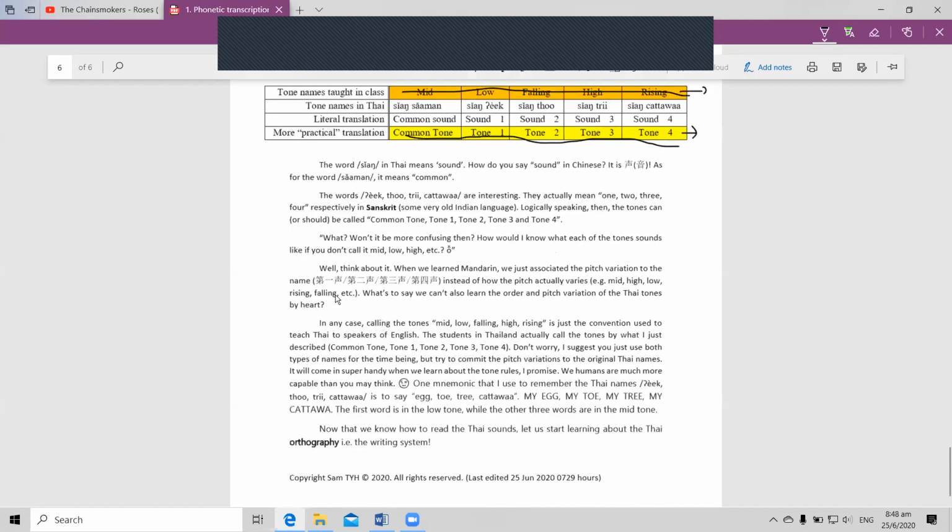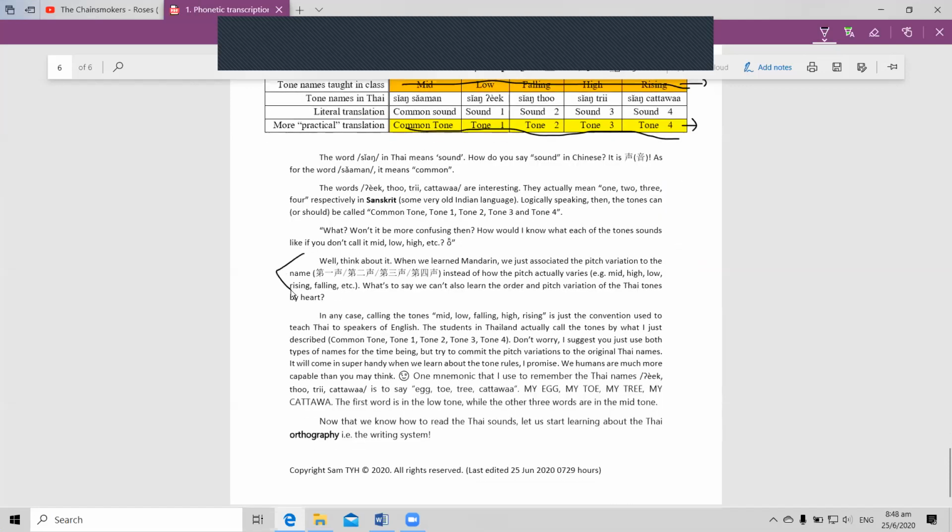If we can do this, and if the students learning Chinese at the universities, like the Malay students and the foreign students, can learn the tones this way, like, oh, this is 第一声, 第二声, 第三声, 第四声, then why can't we also learn the Thai tones based on the original names, like common tone, tone 1, tone 2, tone 3, tone 4? We just need to get used to the pattern, the order, which is ma, ma, ma, ma, ma.